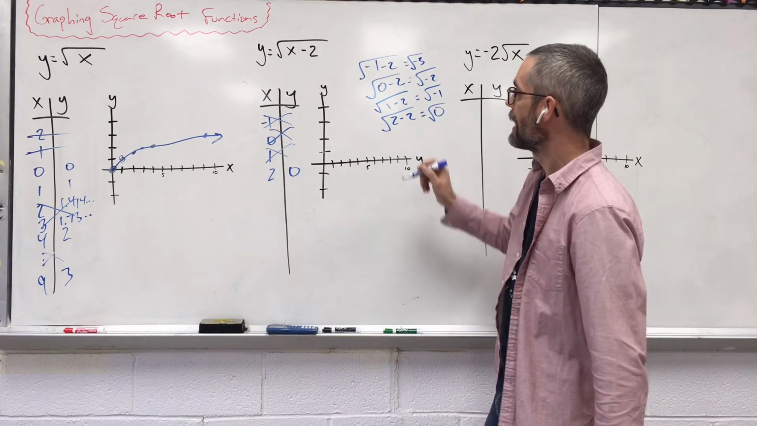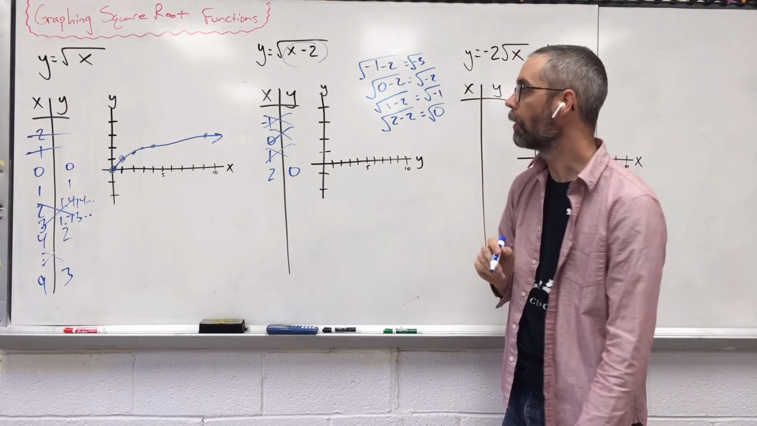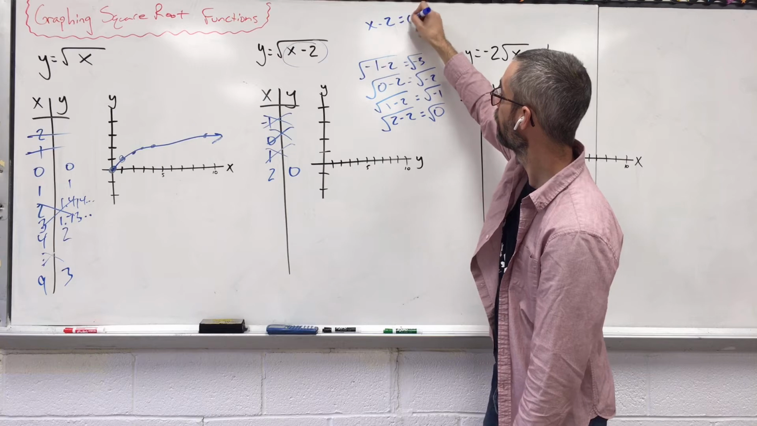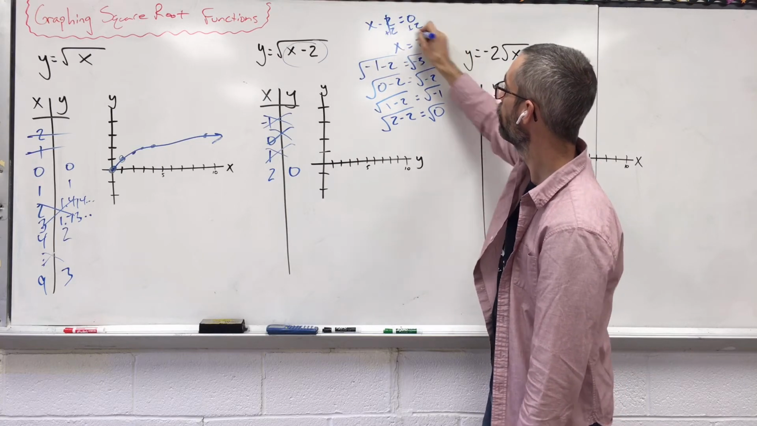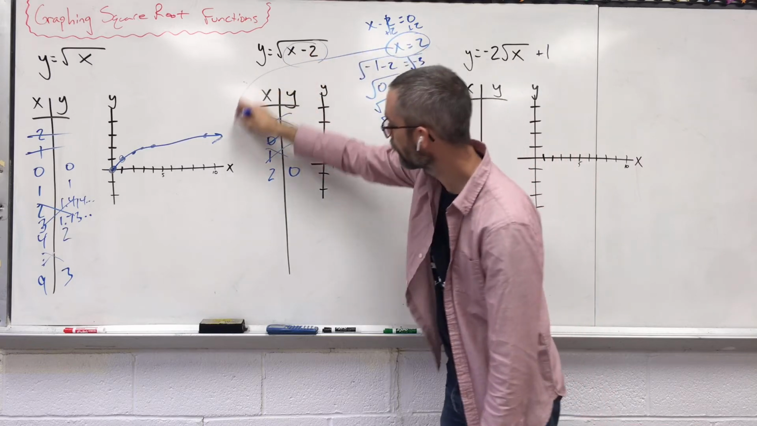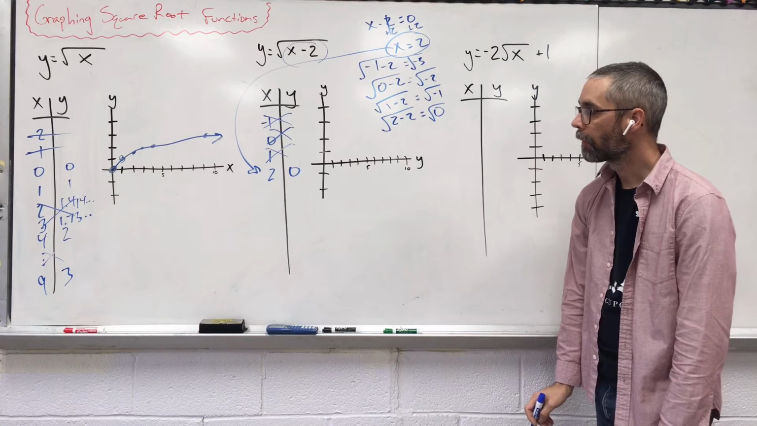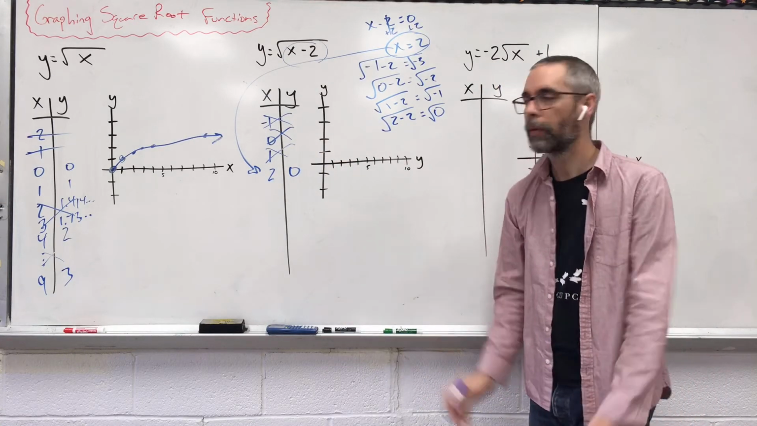So is there a way to start this off without having to go through a bunch of nonsense? There is. Take what's inside here and set it equal to 0, and that's going to be your starting point. So if I took the inside x minus 2, set it equal to 0, add, x equals 2, that's your starting point for your graph, for your t-chart. That's where you're going to start. Anything below that, we won't be able to do it.